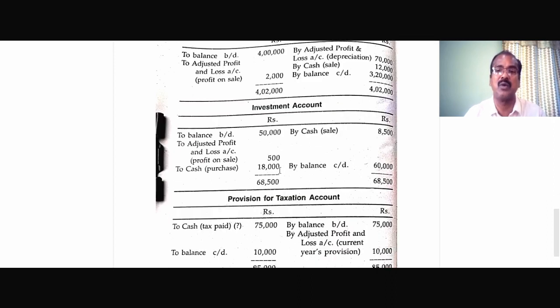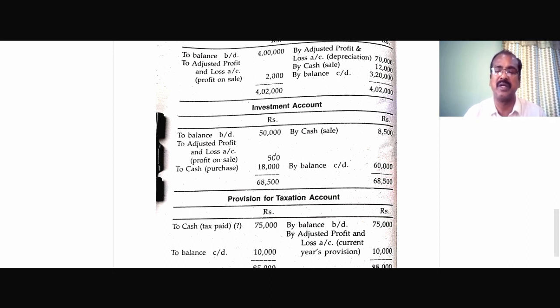Now investment account is open. Opening balance as usual is written on the debit side because it is an asset. Closing is written on the credit side. Now they have sold an investment costing 8,000 for 8,500. So the journal entry, cash account debtor to investment 8,500. Now the profit element of 500 has to be separated, passing another entry, investment account debtor to adjusted P&L account 500.